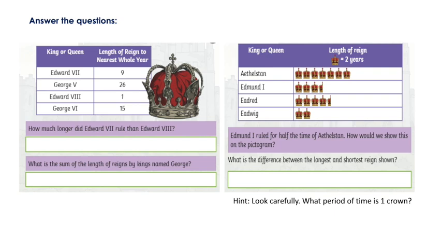Now underneath it says Edmund I, and Edmund seemed to rule for 3.5 crowns. Well, what would half a crown represent? If 1 crown equals 2 years, then half a crown simply amounts to what amount? And you can go on and answer all the questions.